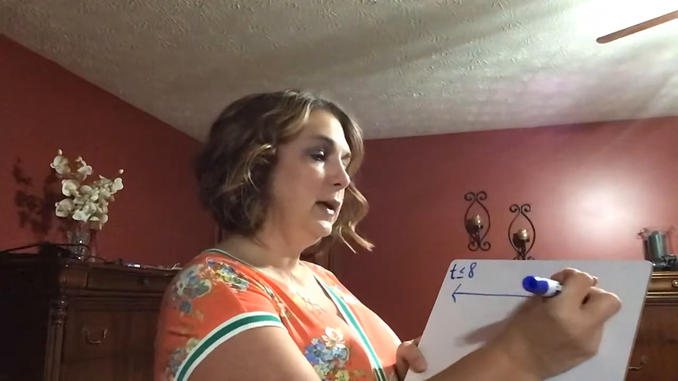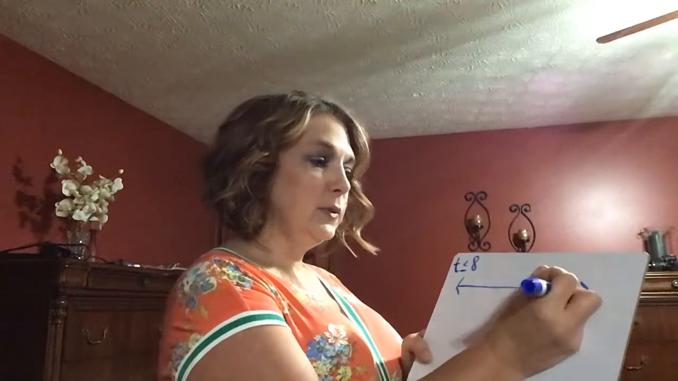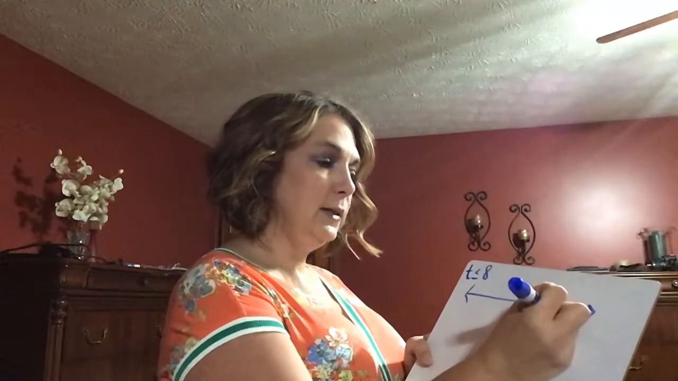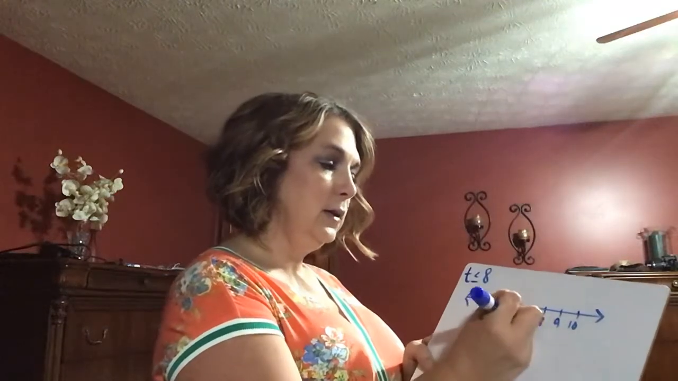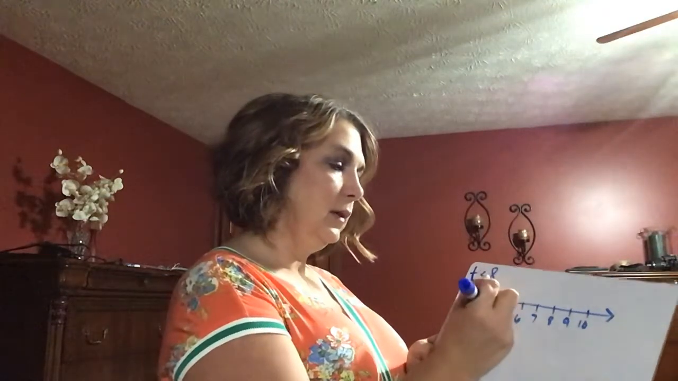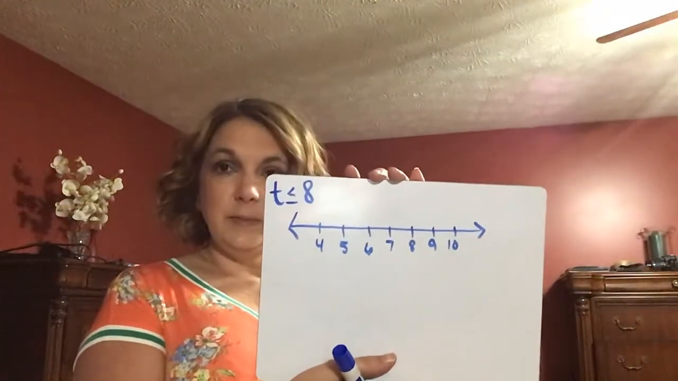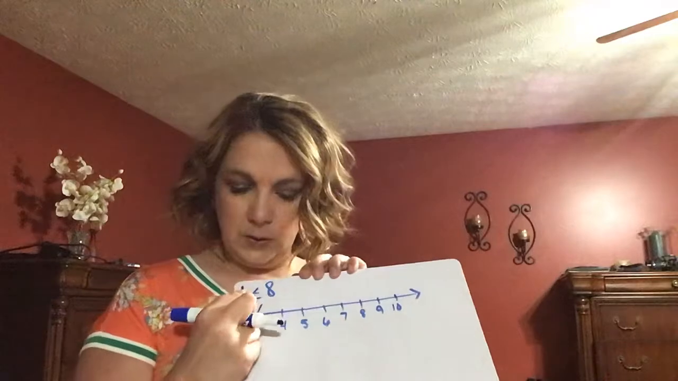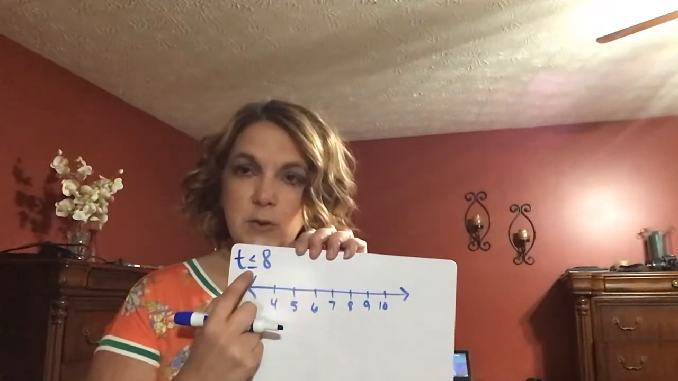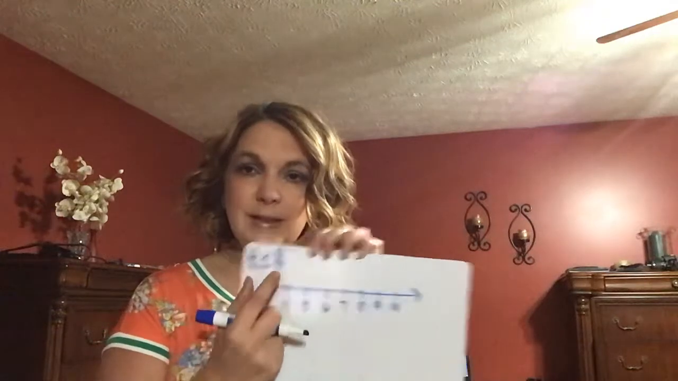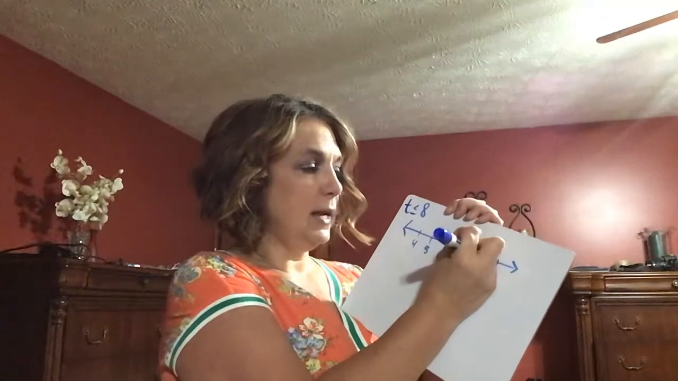So we have a line. T is less than or equal to 8. I'm just going to make some numbers on my line: 10, 9, 8, 7, 6, 5, 4. So the number we're dealing with is 8, and it's less than or equal to. So do I have an open or closed circle? It's less than or equal to, so my circle is closed, which means 8 is included. So I'm putting a closed circle at 8.